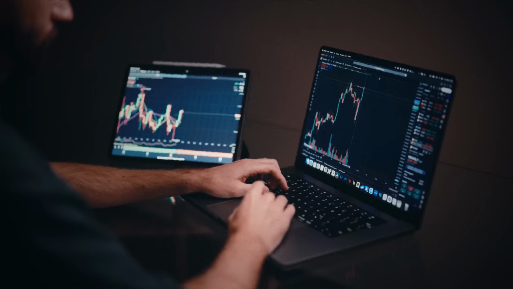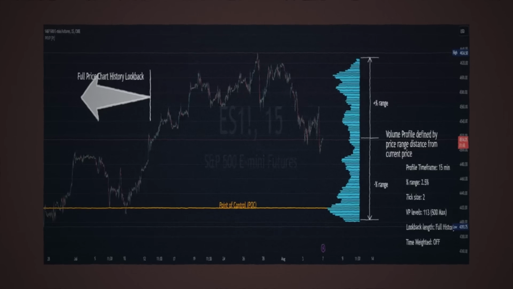Now that distinction matters because institutions do not think about price the way retail traders do. They think about inventory. Where did we build it? Where is it distributed? Where are the areas that still have unfinished business? Price charts alone do not answer those questions. Volume at price begins to.